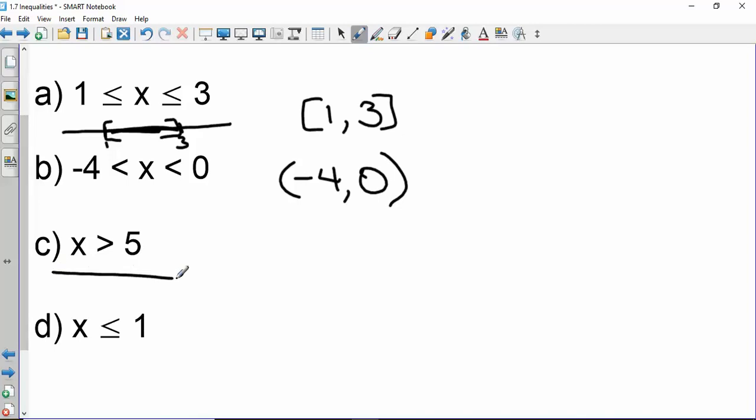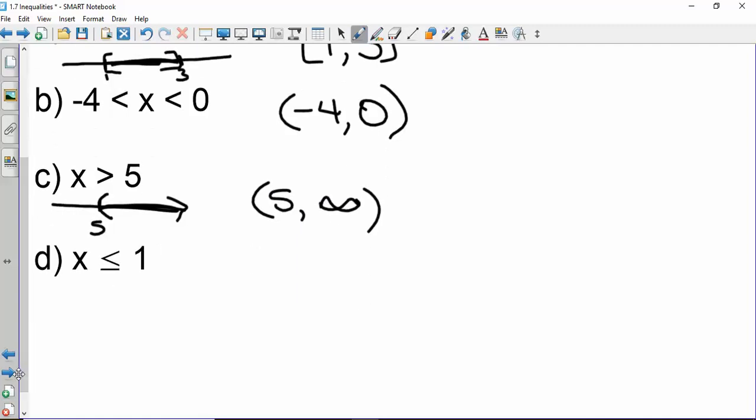If you think about it on a number line, greater than 5 would start at 5 and be going to the right. Would it be a parenthesis or a bracket? Parenthesis. Okay. So my interval notation starts at 5 with a parenthesis, comma, it's everything larger so it never stops, so I put infinity. Alright, D. Less than or equal to 1. So parenthesis or bracket on the 1? Bracket, and you put the bracket facing the direction you're going to shade. So we're going this way. So it would look like this.